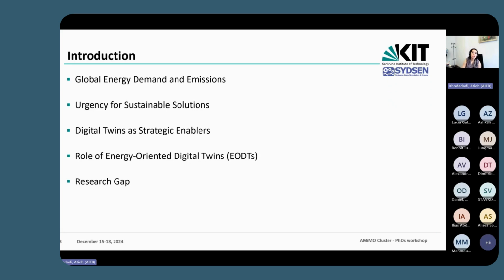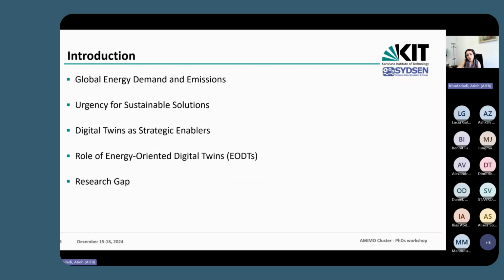In this context, digital twins stand out as a strategic enabler. These technologies replicate and simulate the physical system in a virtual environment and provide a practical platform for analyzing, predicting, and optimizing energy usage.